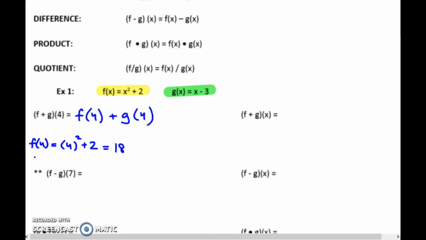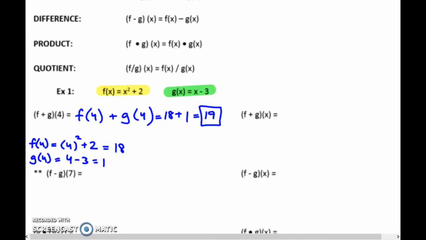Then I'm going to do g(4). So I take my g function from up above, it says x minus 3, and I plug in a 4. 4 minus 3, well that's just going to be 1. So f(4) is 18, g(4) is 1, and add those up, I get 19. So (f plus g)(4) is simply 19.